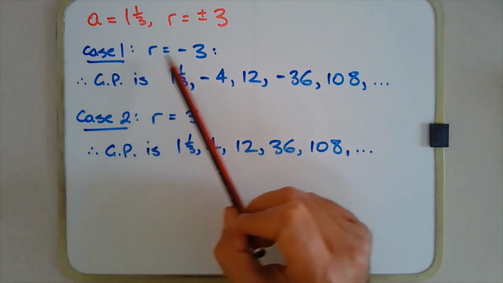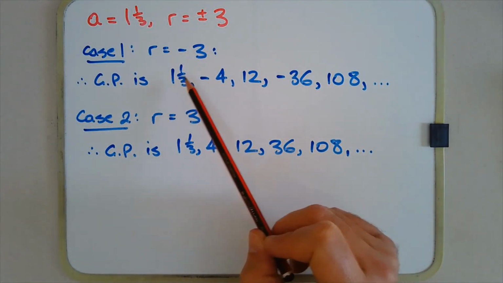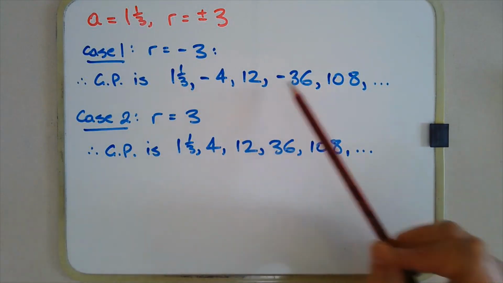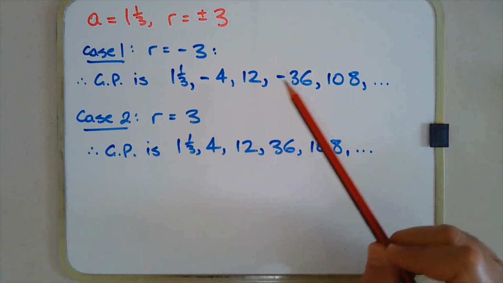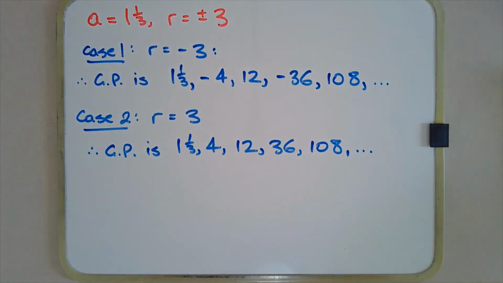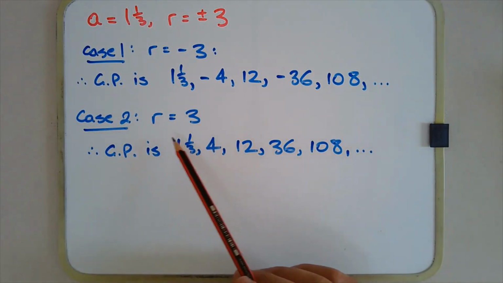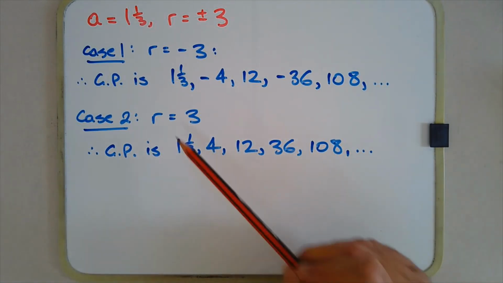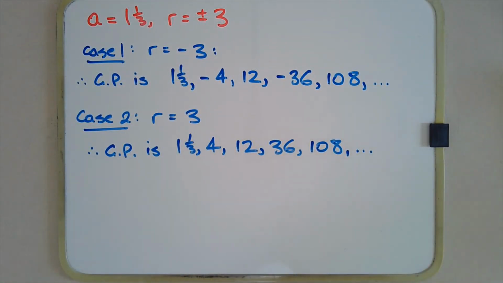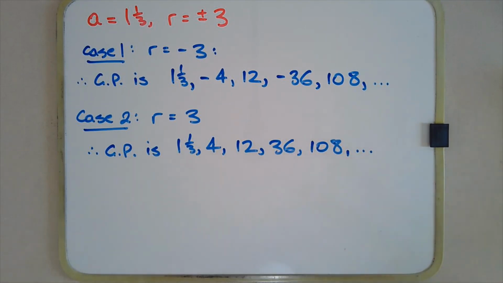So case 1, r is equal to negative 3. The GP is 1 1/3, negative 4. So just multiplying the previous term by negative 3 to get the next term along. So 1 1/3, negative 4, positive 12, negative 36, positive 108, and so on. So you can see that alternating pattern there with the plus or minus terms. Now case 2, r is equal to positive 3. And since we're starting with a positive first term, all the terms will be positive. So it's very much like case 1, just all terms positive. So the GP is 1 1/3, 4, 12, 36, 108, and so on.